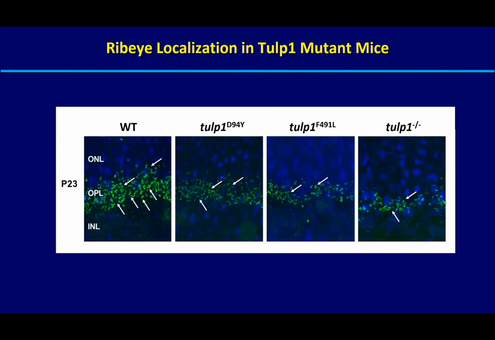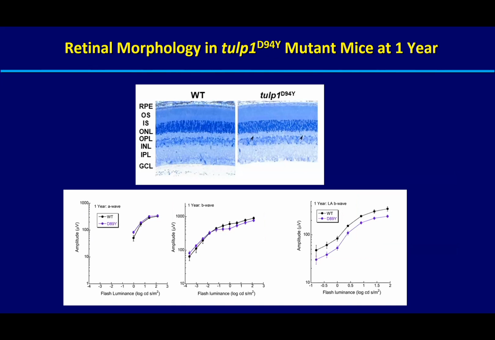Next slide. So to investigate whether or not these D94Y mice actually go on to develop photoreceptor degeneration, we evaluated these mutant retinas at a very late time point at 12 months of age and 18 months. And right here, I'm showing you the data from 1 year. Histological analysis shown at the top clearly shows that there's minimal changes between the D94Y retina compared to wild type.